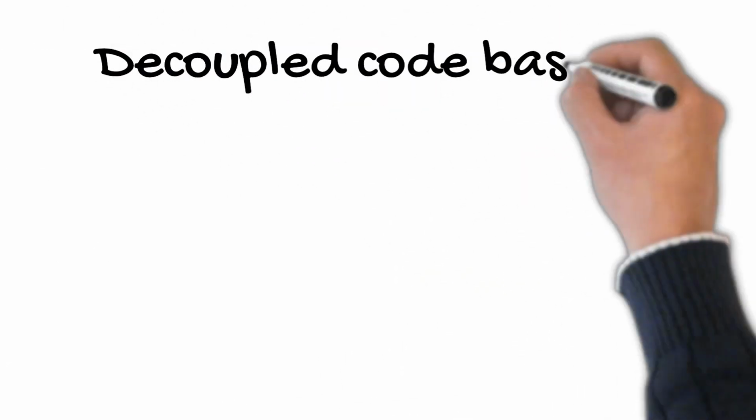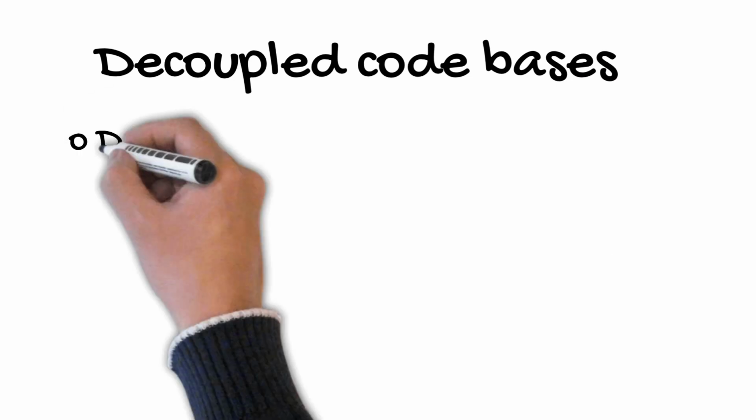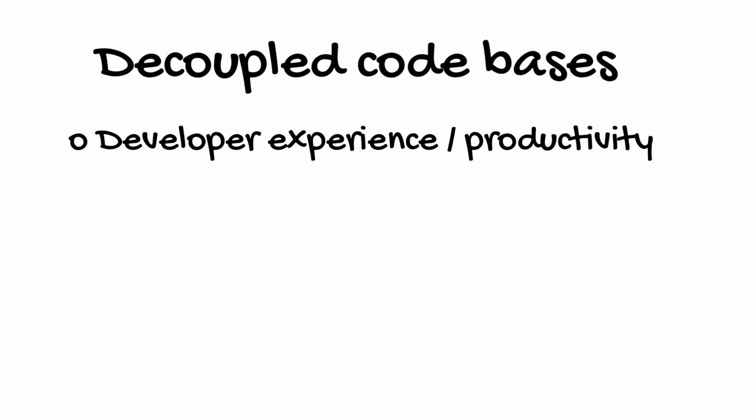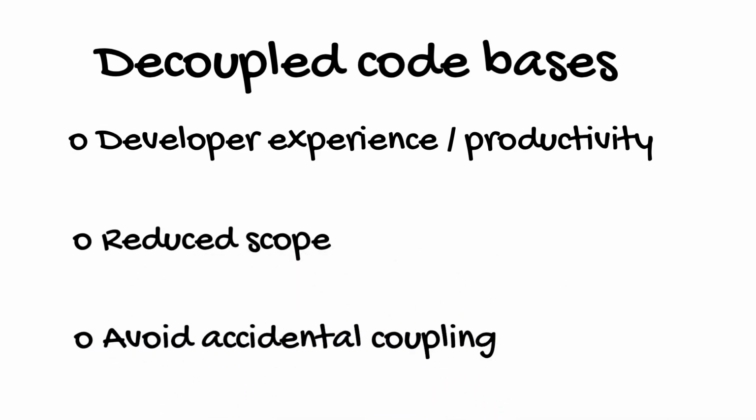Another benefit is decoupled codebases that improve the developer experience and productivity. A reduced scope helps developers to understand the code better instead of being overwhelmed by a huge codebase. This also prevents accidental coupling, since you are only interacting with specific parts of the code and there is a boundary that stops you from connecting components that should not know about each other.